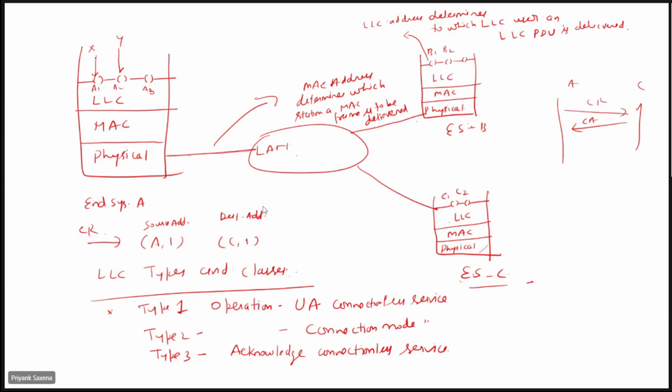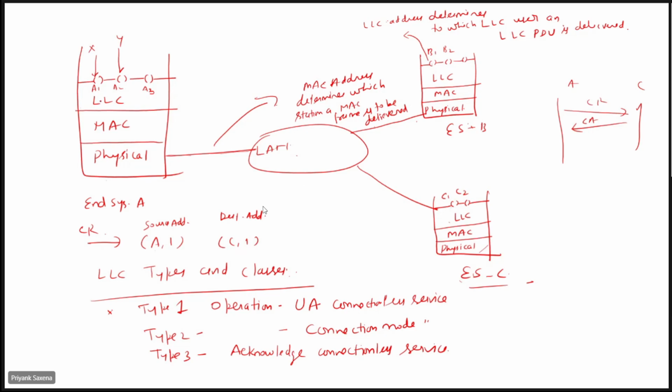Suppose application X, this is a service access point A1, this is A2, A3, these are the higher layers, applications which want to exploit the LLC services. Okay, so this requested at A1. Source address is A1, destination address is C1.